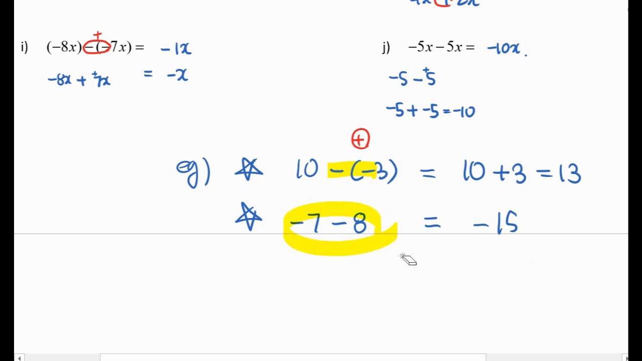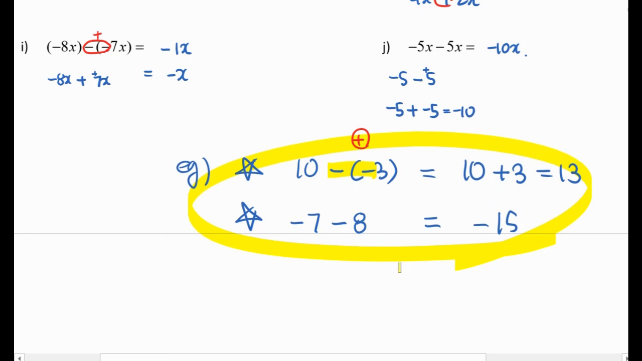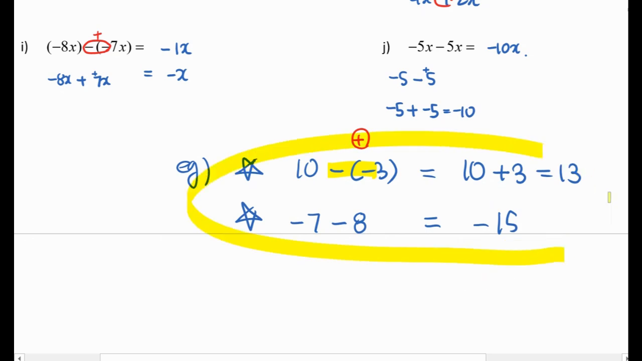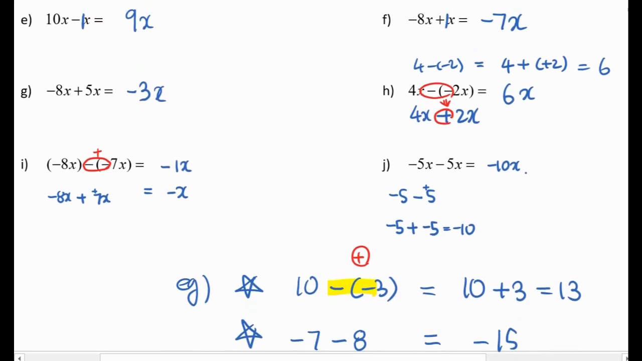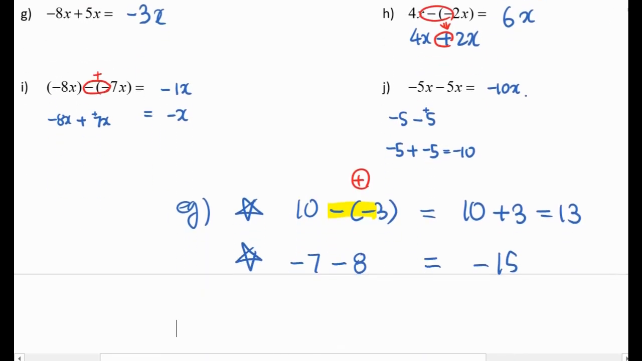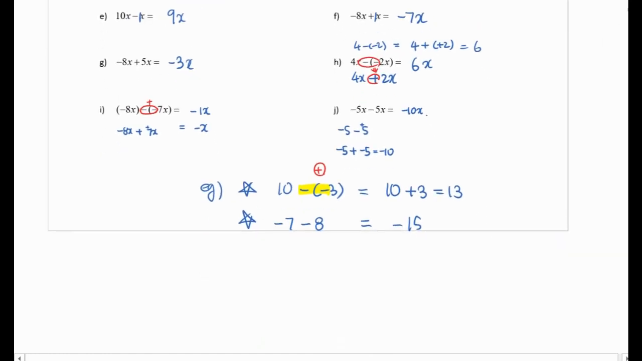So the meaning of this is you have $7 of debt and somebody takes away $8 from you. Then how much is your debt? That's $15. So you have $15 of debt, right? So remember those two. If you memorize those two rules, you will be able to solve these kinds of problems very quickly.